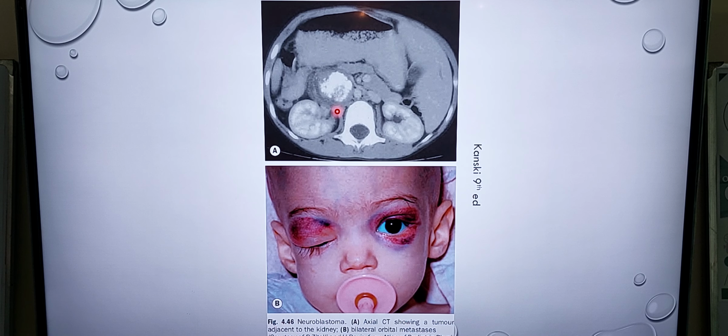The upper picture shows CT abdomen. This is the liver, these are two kidneys, this is stomach with air, and this is probably the tumor near the kidneys. And this picture shows the involvement of the superior orbit causing ptosis. You can see the other eye is also involved somewhat, and there is ecchymosis.